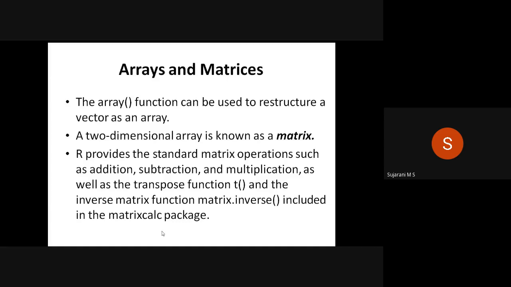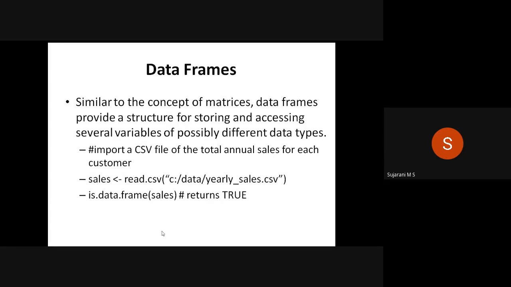in our programming. Okay, next is an important thing, the data frame. Data frame means it provides a structure for storing and accessing several variables of possibly different data types. In the case of a vector, it can store data of the same type. But in the case of a data frame, it can store data of different types. Like a structure in the case of C programming. All different types of data can be stored in a data frame.